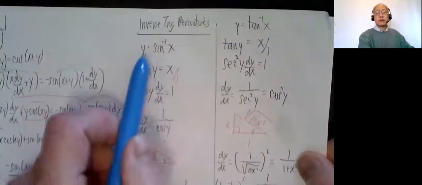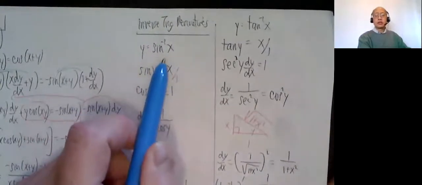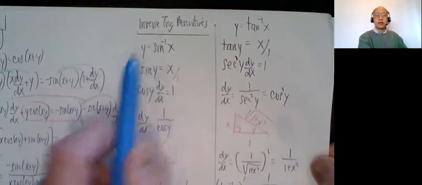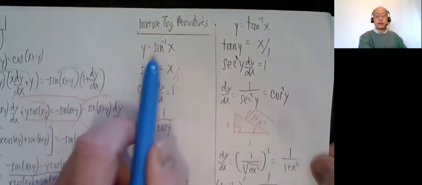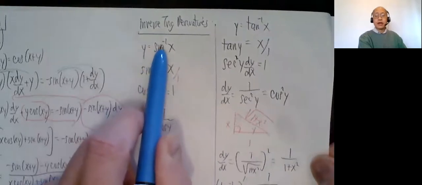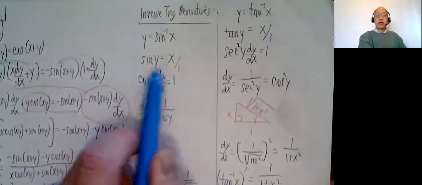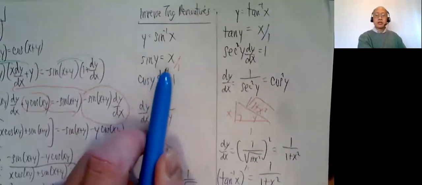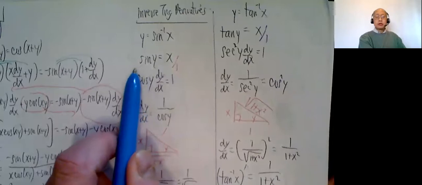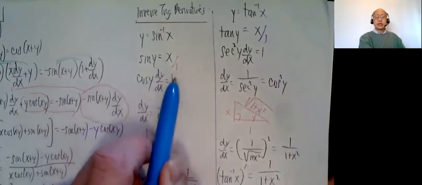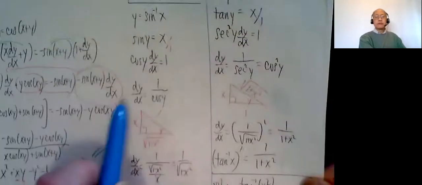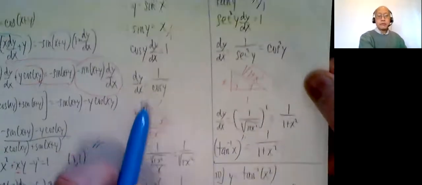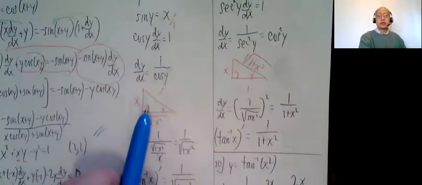Okay, here's the derivation. y is inverse sine of x. Write it without the inverse, or you can take the sine of both sides: sine of y equals x. That's how you would rewrite it without the negative one, without the inverse function. Sine of y is x over one. Then I differentiate implicitly on both sides: cosine y dy/dx equals one. dy/dx is one divided by cosine y.